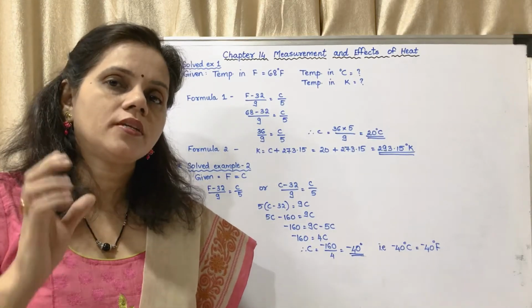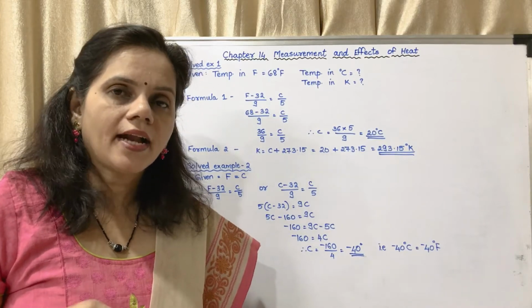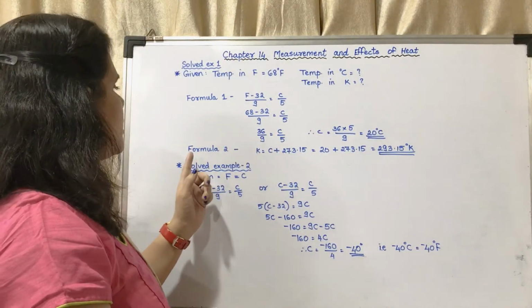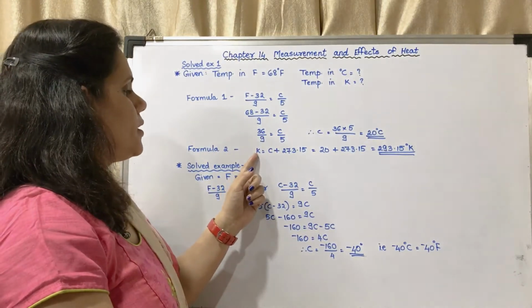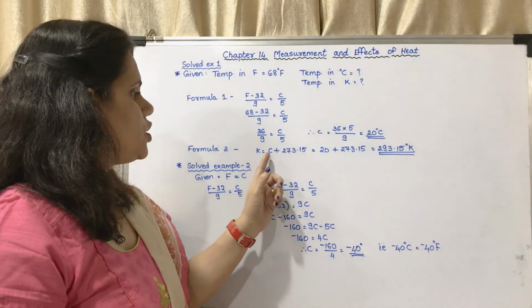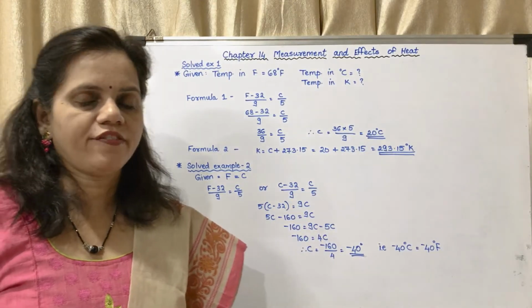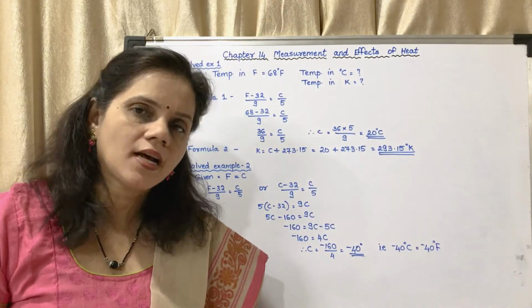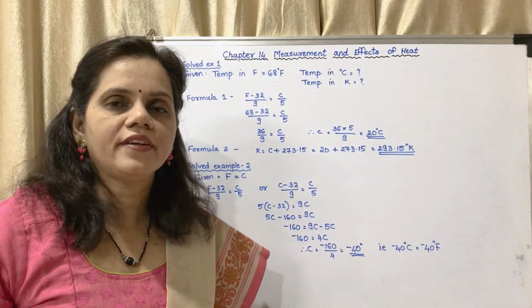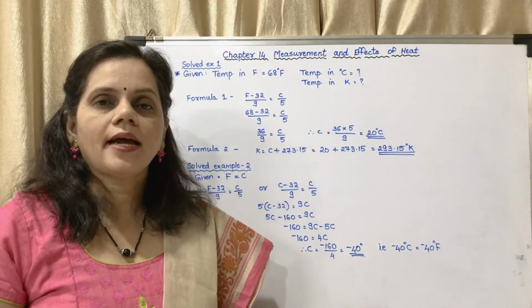So whenever it is written somewhere that the temperature is 68 degree Fahrenheit, that means it is 20 degree Celsius. And you have to convert it into Kelvin also. The relation is K = C + 273.15. Substituting C as 20, you will get 293.15. That means 20 degrees Celsius is 293.15 degree Kelvin.